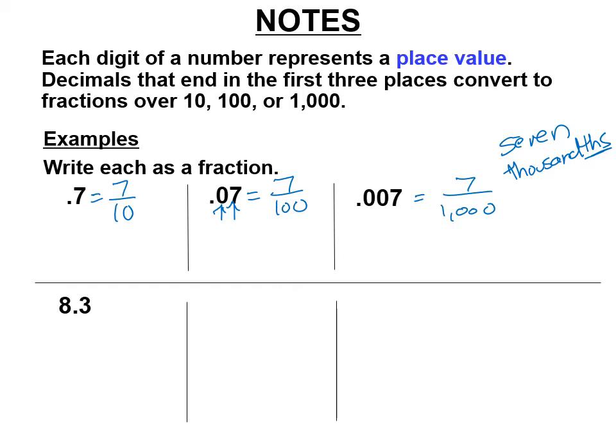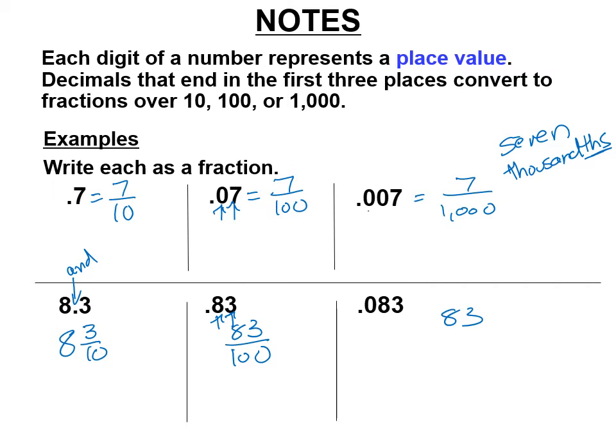All right, so what's that? That's 8 and 3/10. Right? This is where you say "and" in math, at the decimal point. What is that? That is 83 hundredths because it ends 2 places over. All right? And that one, therefore, which ended 3 places over, just like the one above it, is 83 thousandths.